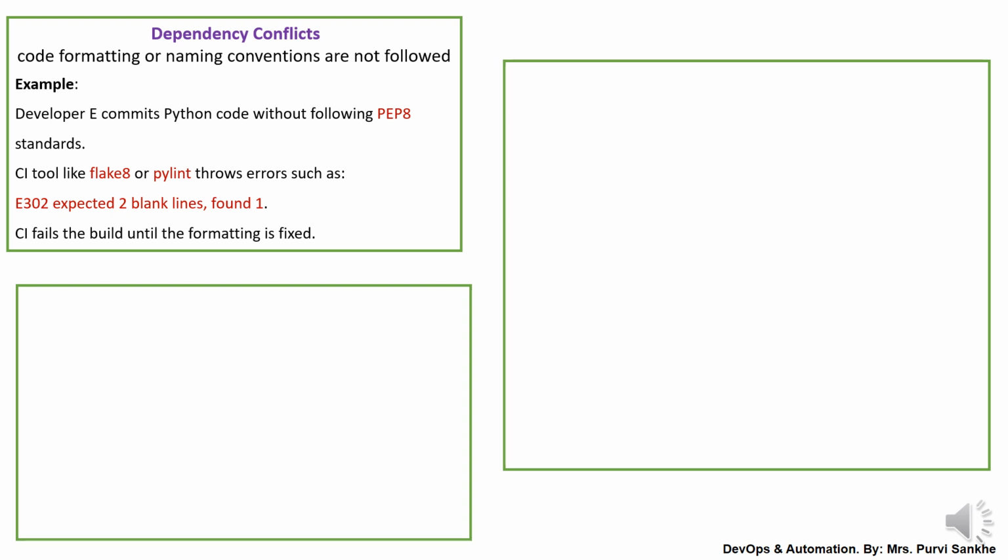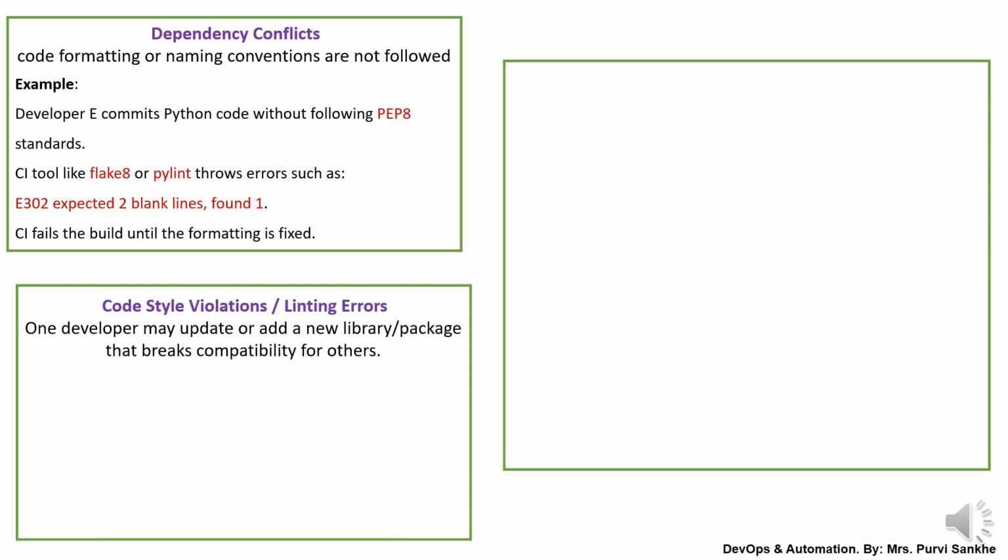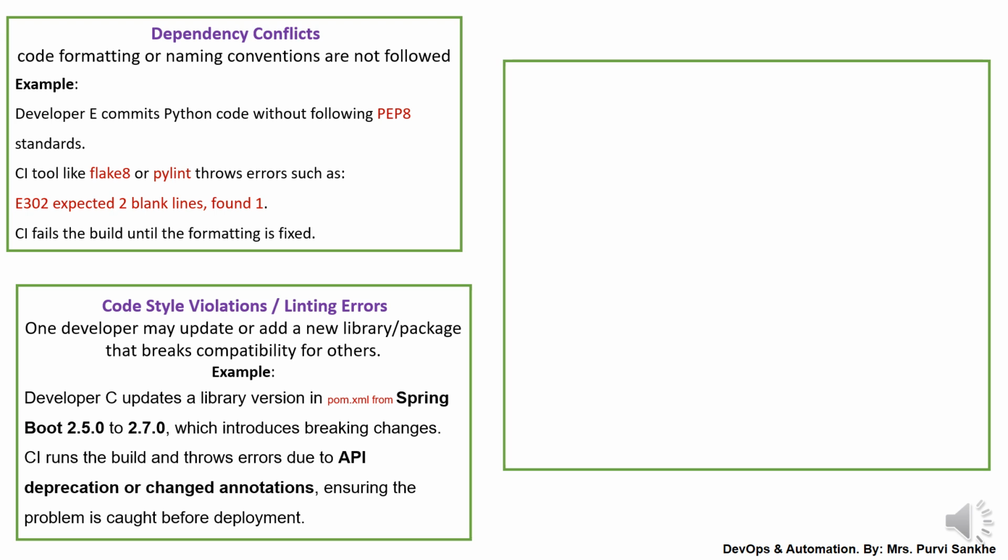The other issue can be code style violations or linting errors, or dependency conflicts, where one developer may update or add a new library or package that breaks compatibility for others. For example, developer C updates a library version in pom.xml from Spring Boot version 2.5.0 to 2.7.0, which introduces breaking changes. CI runs the build and throws errors due to API deprecation or changed annotations, ensuring the problem is caught before deployment. So we can see how CI helped with this issue also.